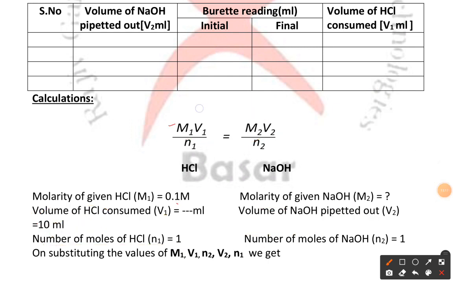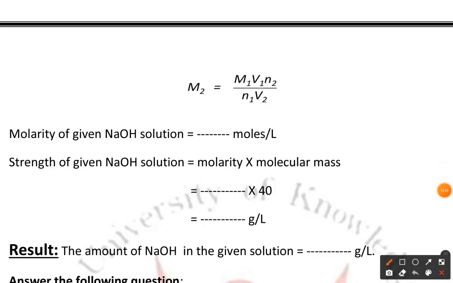So M1 is 0.1 M, V1 is coming from the burette reading, and the number of moles n1 is coming from the stoichiometric equation. M2 we have to find out. V2 is the 10 ml of sodium hydroxide we pipette out, and n2 is coming from the balanced chemical equation. Now if you solve all this together, finally you get M2. That is the molarity of sodium hydroxide, which you get in moles per liter.